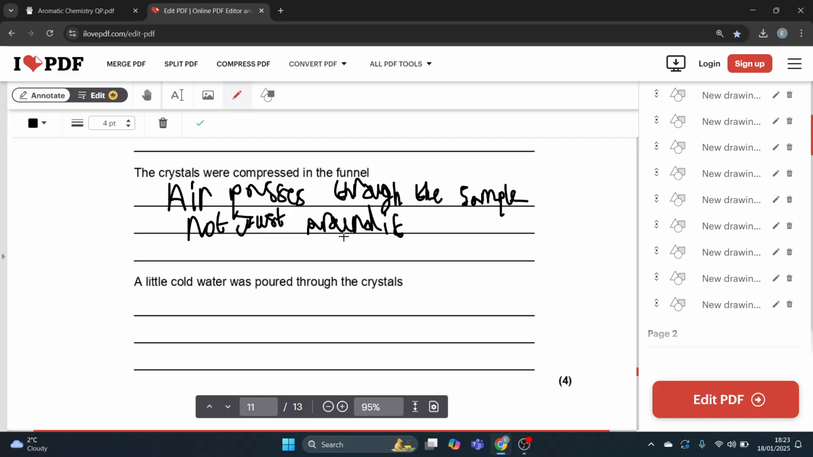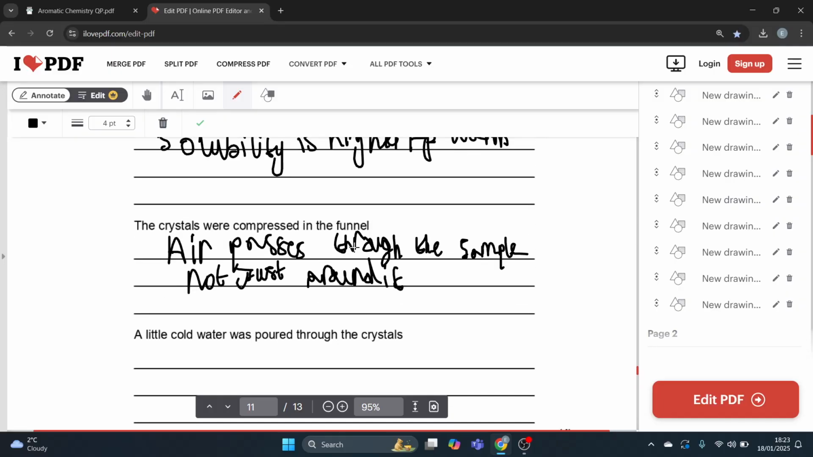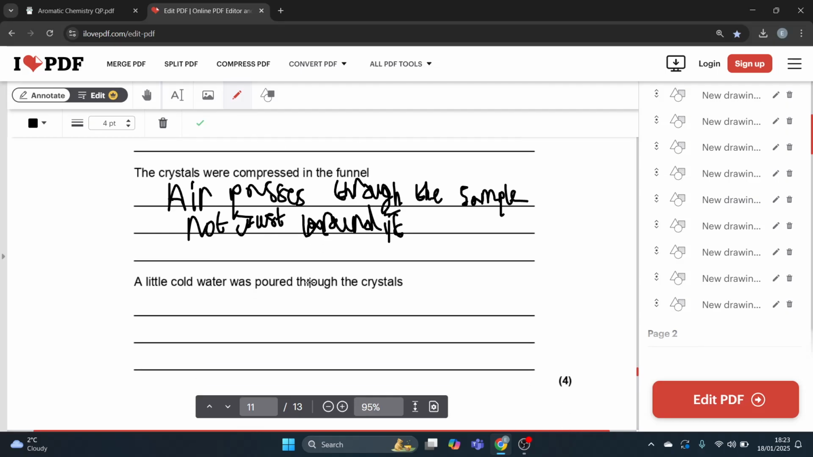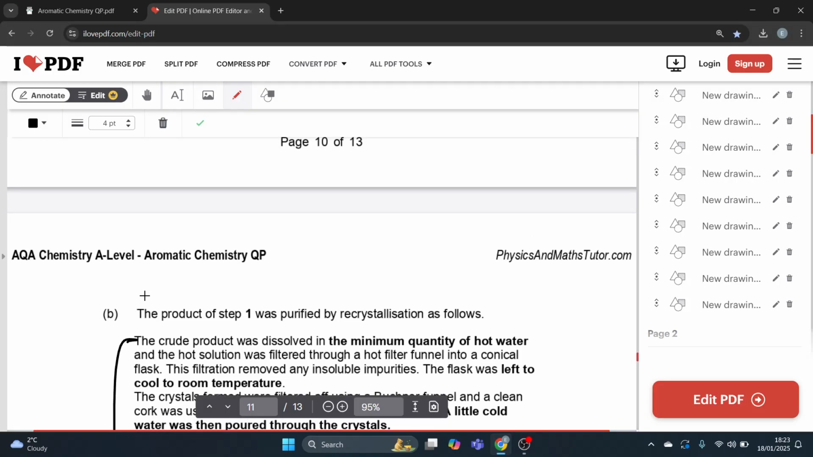Air passes through the sample, not just around it. A little cold water was poured through the crystals to wash away soluble impurities. How well you know your practicals.